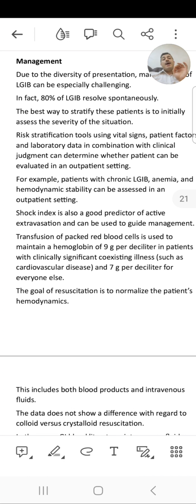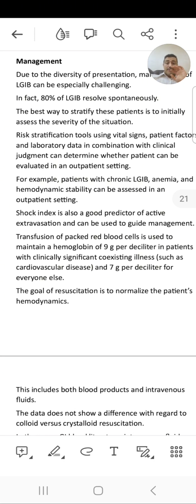Regarding the management, I assume that most of you have a background about shock. This is hemorrhage, this is shock, this is treating the unstable surgical patient. We follow the ABC protocol, which is assessment and management. We assess the airway and we manage it. We assess B, breathing, and manage it. We assess C, circulation, and manage it. D, disability and neurological status, and we manage it. This is first of all.